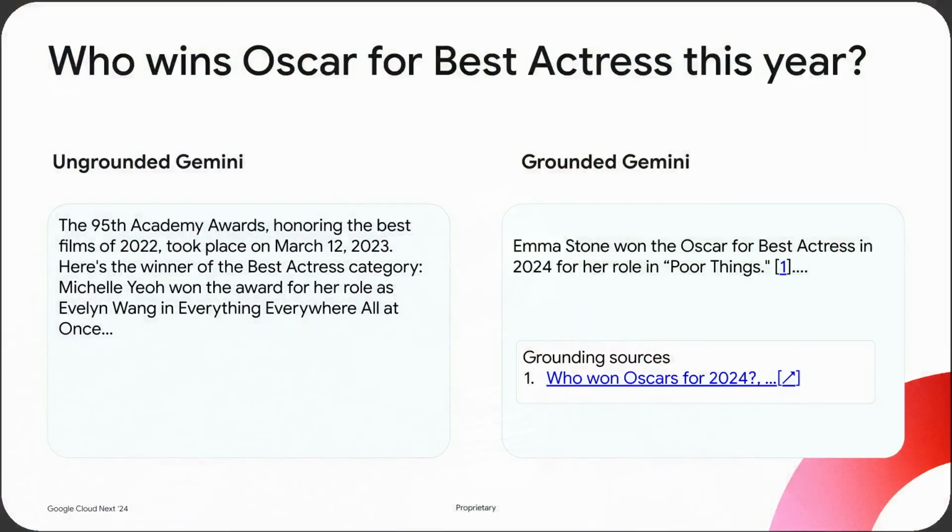So I use this example, right? Who wins Oscar for Best Actress this year? In the ungrounded Gemini, what we give you today is, hey, in 2023, this is the winner. When we turn on the grounding, we're going to tell you Emma Stone is the winner, and we'll give you the citation URL for that.